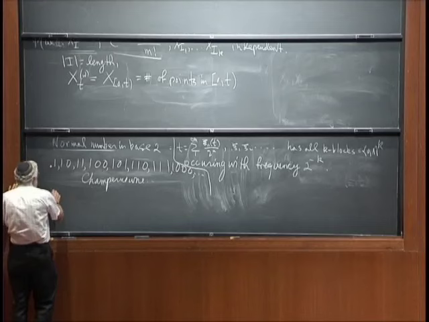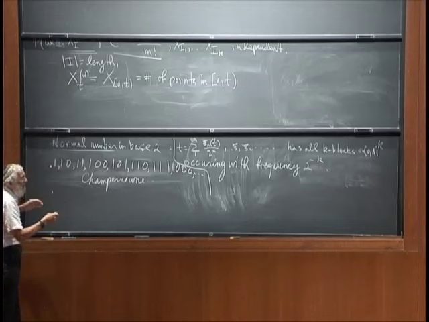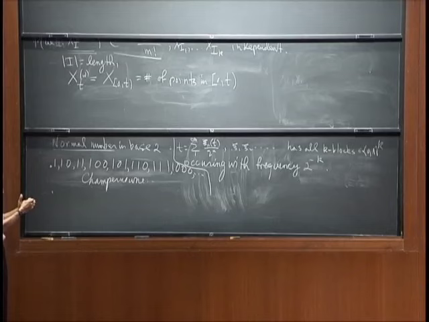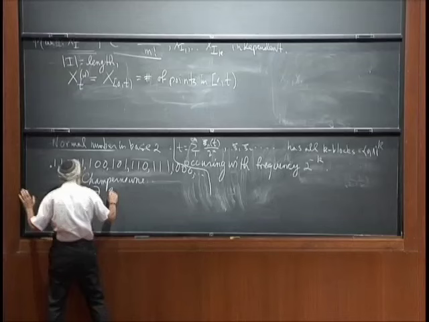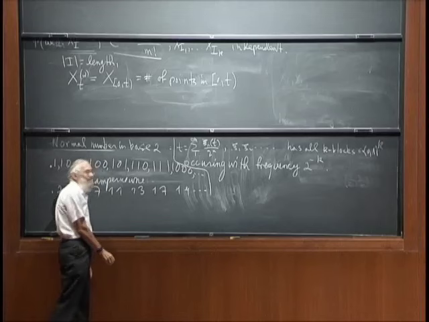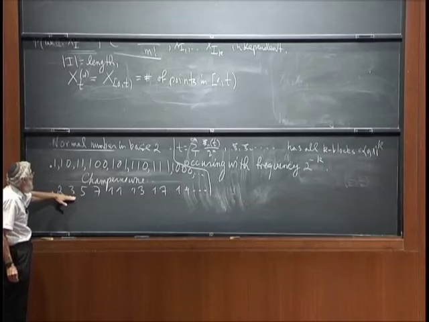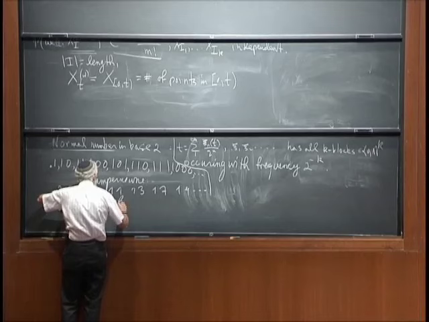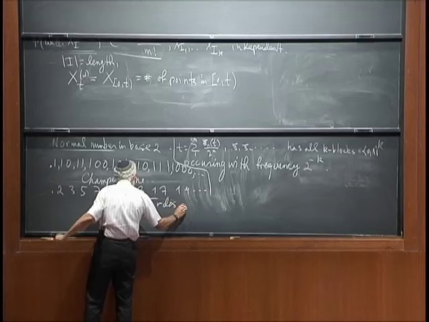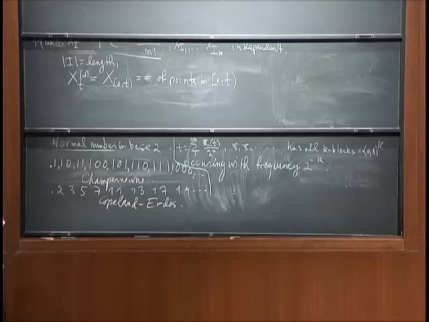Here's another one. You should express it in base 2, but I'll get confused if I try to do that. So 2, 3, 5, 7, 11, 13, 17, 19, and so on. I'll say a few words about how you show that the Champernowne number is normal. This was a result of Copeland and Erdős. And you can use other sequences. It takes a little more work, but these are simple examples of normal numbers.